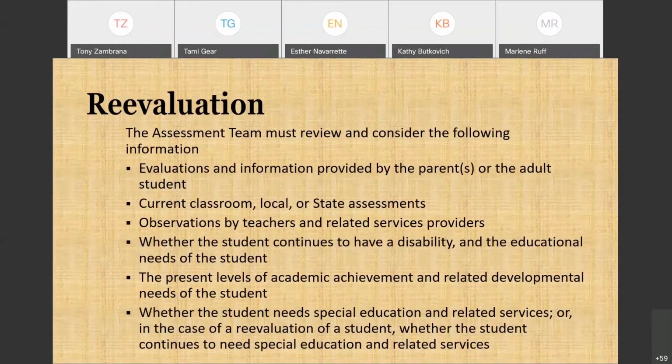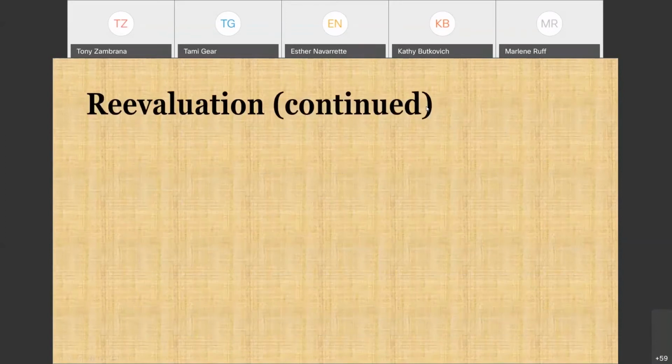The present levels of academic achievement and related developmental needs of the students. So you have to look at where they are currently academically. Are they behind? Are they significantly behind their peers in their academic achievement? And then whether the student needs special education and related services, or in the case of a reevaluation, whether the student continues to need special education and related services.